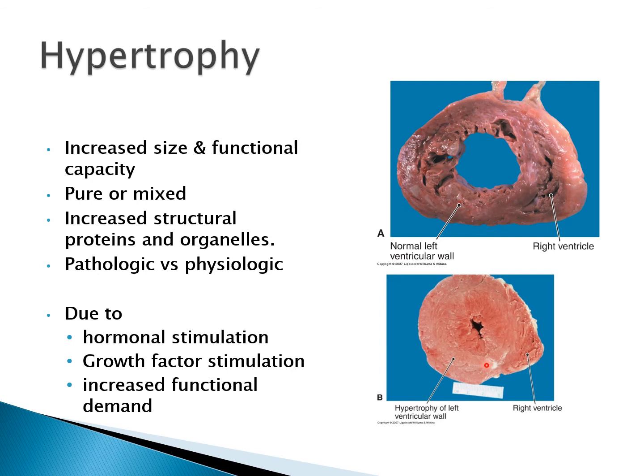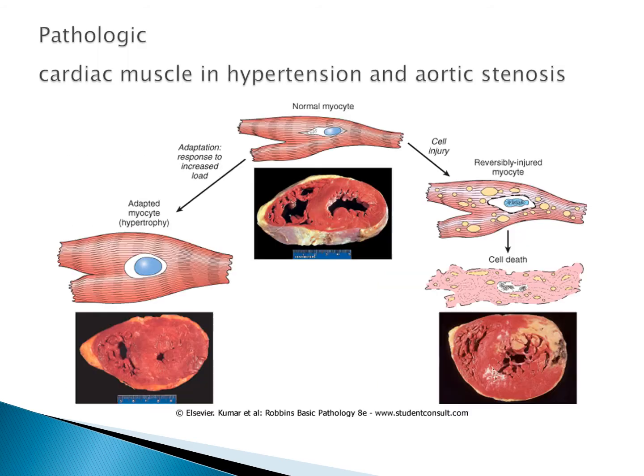Also, if you are talking about the skeletal muscles of an athlete, for example, bodybuilders, the skeletal muscles will adapt due to this increased demand by hypertrophy. That's why you will find the muscles of the bodybuilders and the athletes are enlarged. So these are examples of physiologic and pathologic hypertrophy. This picture here illustrates the pathologic cardiac muscle hypertrophy in patients with hypertension and aortic stenosis.